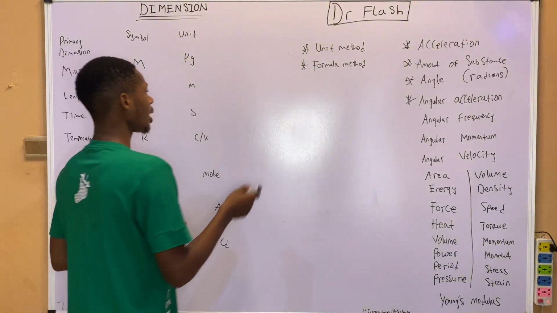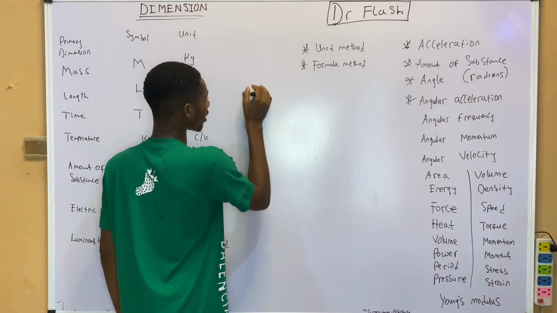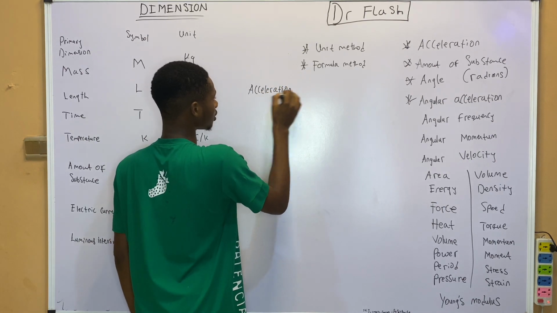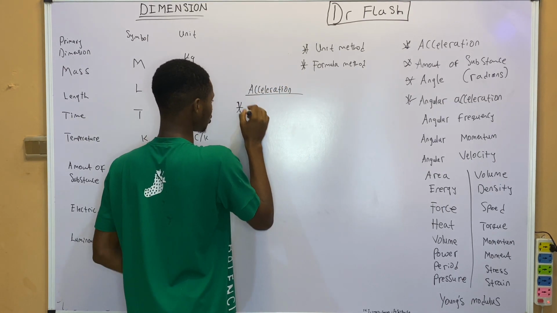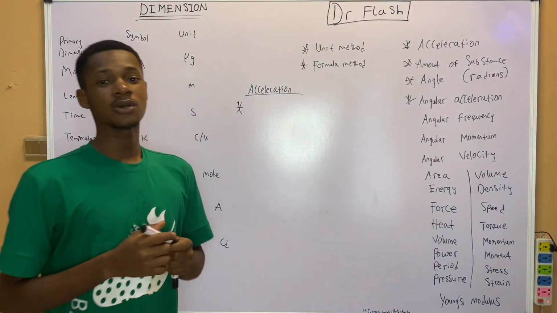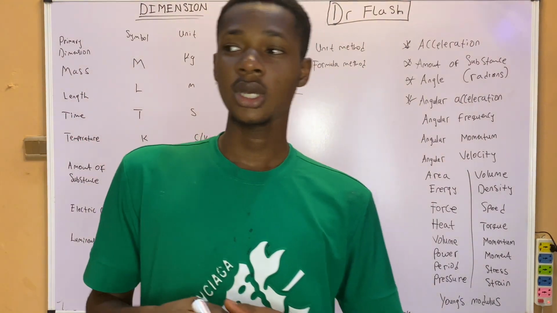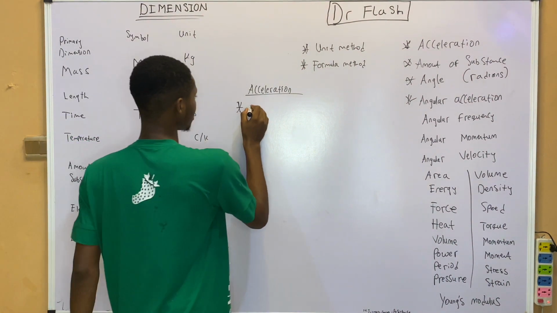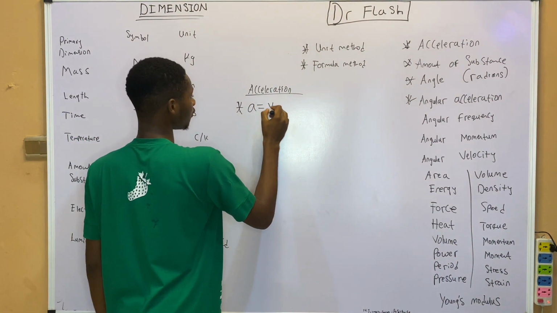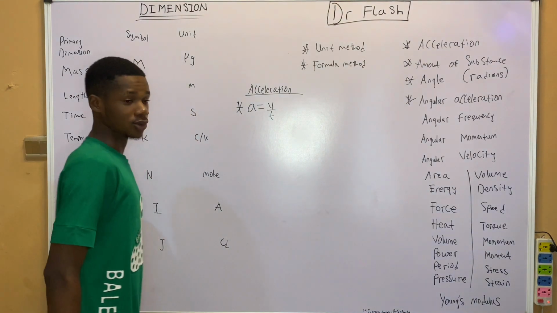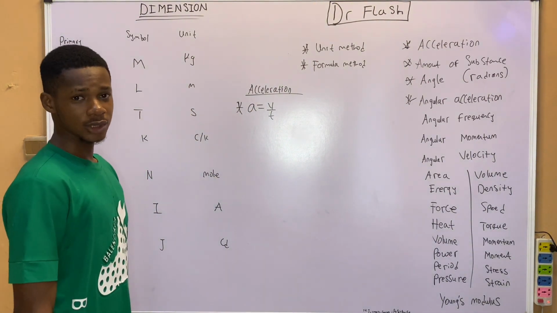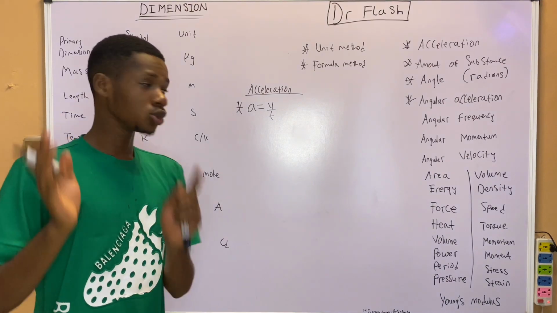For acceleration, let's get the dimension. Getting the dimension for acceleration is very, very easy. How do we do that? Acceleration is velocity over time. That is, a is equal to v over time. That is using the formula method. Now, how about velocity? We don't know the dimension of velocity. We haven't done it yet. Let's assume we do not know it.